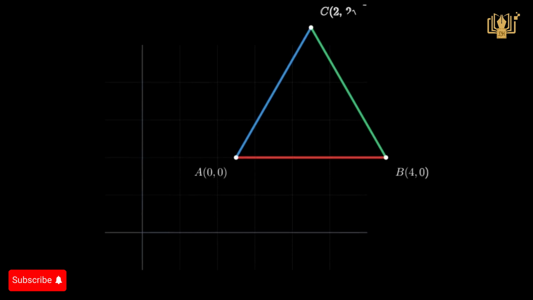We want to find the perimeter of a triangle from its coordinates. The perimeter is the sum of the three side lengths. Here are the points A, B, and C on the coordinate plane. We will use the distance formula to compute each side.